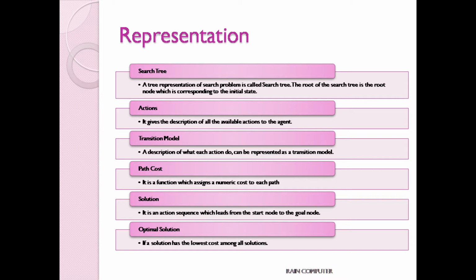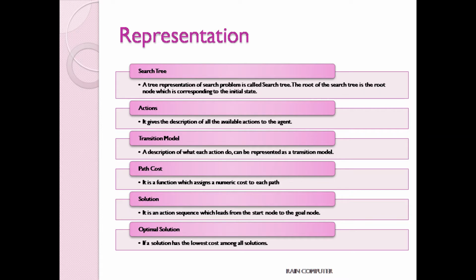Now we are going to look into the search tree representation. A tree representation of the search problem is called the search tree. The root of the search tree is the root node, which corresponds to the initial state. The actions give the description of all available actions to the agent. Transition model is a description of what each action does. Path cost is a function which assigns a numeric cost to each path.